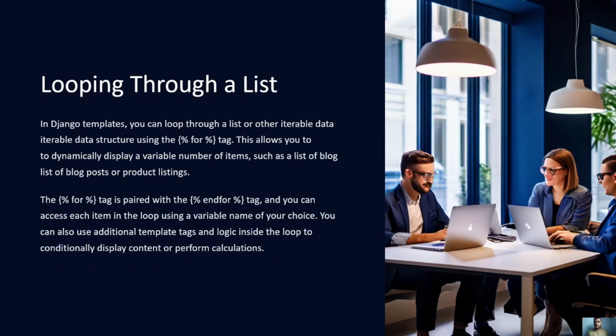Looping through a list. In Django templates, you can loop through a list or other iterable data structure using the for tag. This allows you to dynamically display a variable number of items, such as a list of blog posts or product listings. The for tag is paired with the endfor tag, and you can access each item in the loop using a variable name of your choice. You can also use additional template tags and logic inside the loop to conditionally display content or perform calculations.